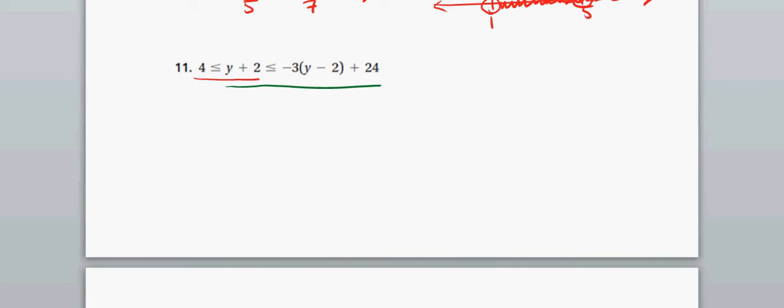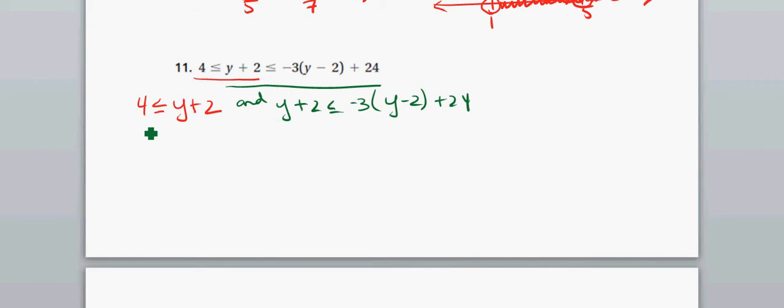So for the first part, we have 4 is less than or equal to y plus 2. For the second part, we're going to take y plus 2 is less than or equal to negative 3 parenthesis y minus 2 plus 24. And remember, the word and is in between here. Okay, we solve this first inequality, very nice basic inequality. We're going to subtract 2, and we get 2 is less than or equal to y.